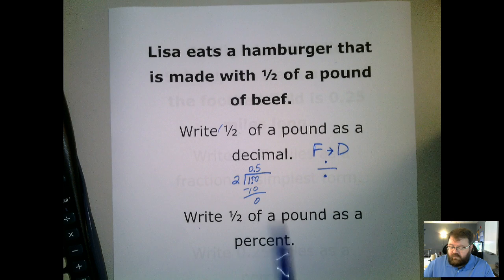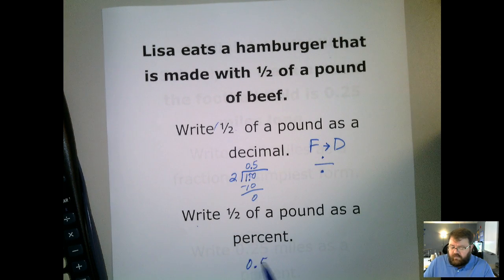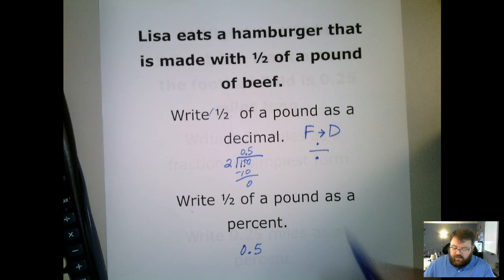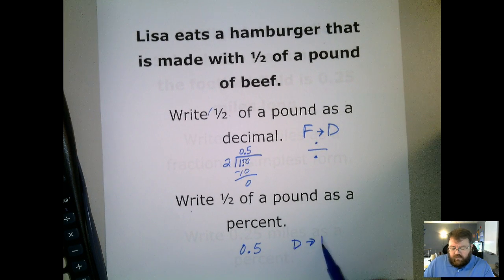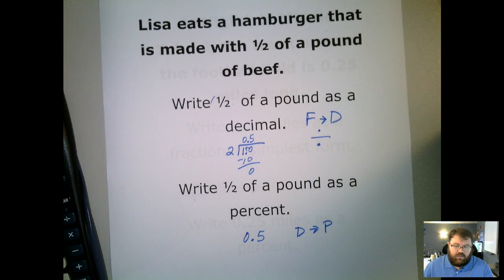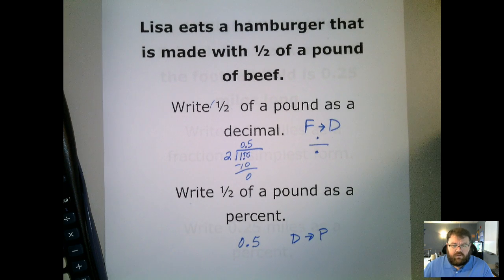Write 1/2 of a pound as a percent. Well, we already have the decimal, right? We have the decimal here. Now we need to change this decimal to a percent. So decimal to percent. What should you do? We just answered that question in the last part. Pause the video and answer the question.